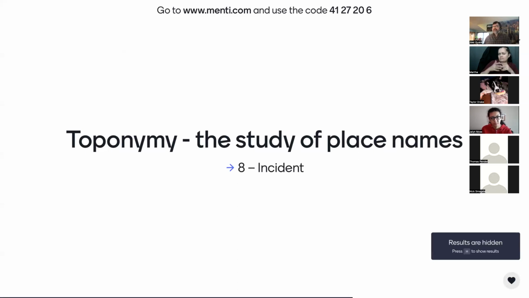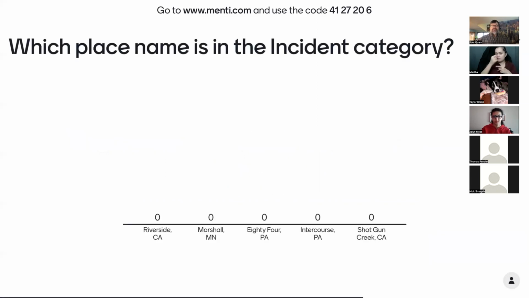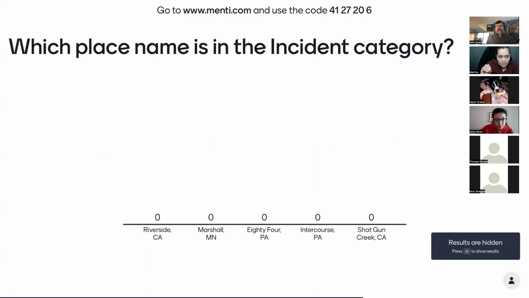Okay, number 8. Number 8 is an incident. Something happened at the place to give it its name. So there's some history here. We can learn some history perhaps by studying these sorts of place names. So again, multiple choice. Which one of these? Something happened there. Which one is an incident place name?